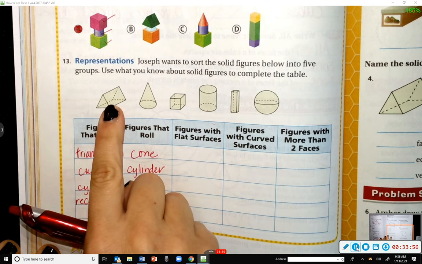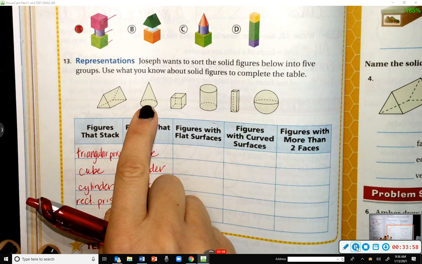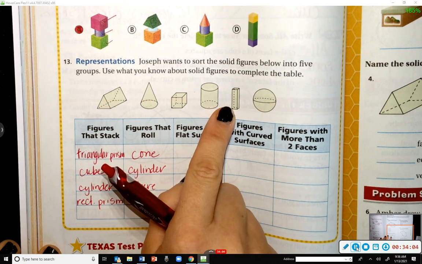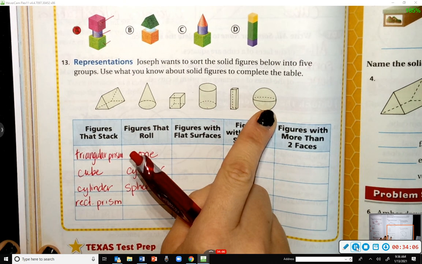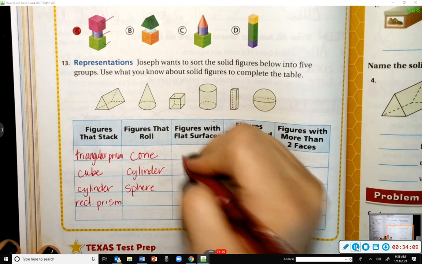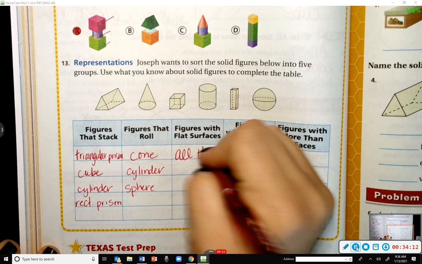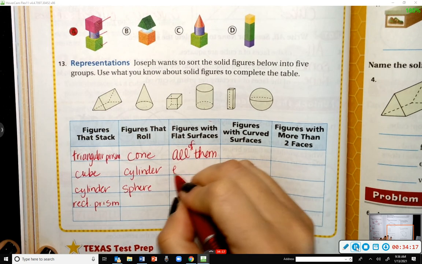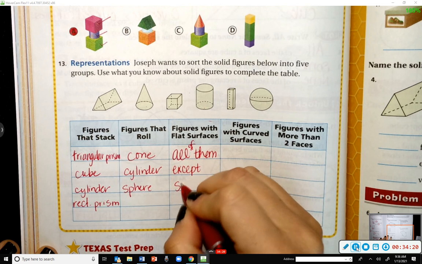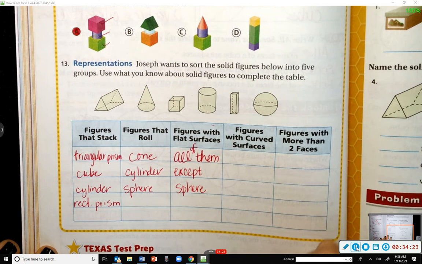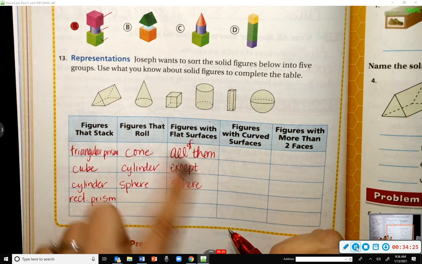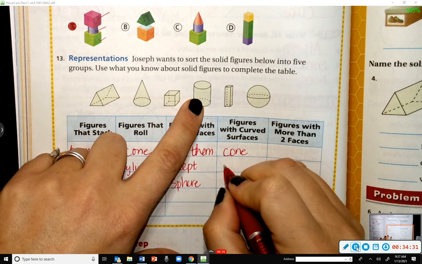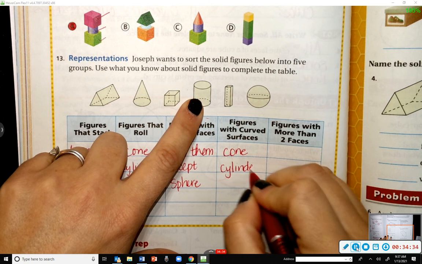Figures with flat surfaces. Does this have flat surfaces? Yes. Cone? No. Cube? Yes. Cylinder? Yes. Rectangular prism? Yes. Sphere? No. So all of them except sphere. For the sake of saving time, I'm going to put all of them except sphere. Figures with curved surfaces, you should have put the cone, cylinder, and sphere.